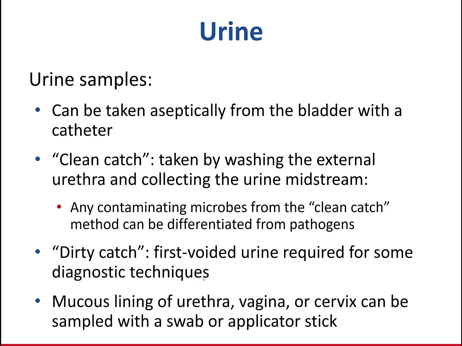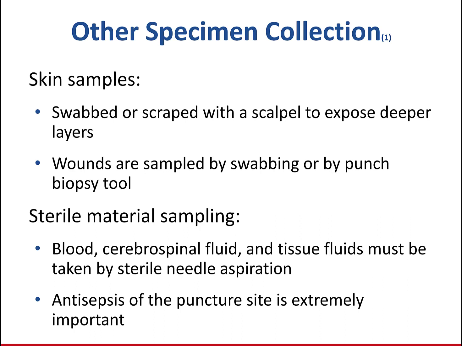For some reason, you may want to see if there is a buildup of a particular type of pathogen in the lining. Mucus linings of urethra, vaginal, or cervix may be sampled with swab or applicator stick. Pretty straightforward stuff, and SOPs for all of it. Skin samples, swab, or scraped with a scalpel to expose deeper layers. Wounds are sampled with swabbing, with a punch biopsy type of tool, or a lavage. It's usually going in with a liquid and rinsing it and then collecting it back into a syringe. And so that's kind of where we are with that.